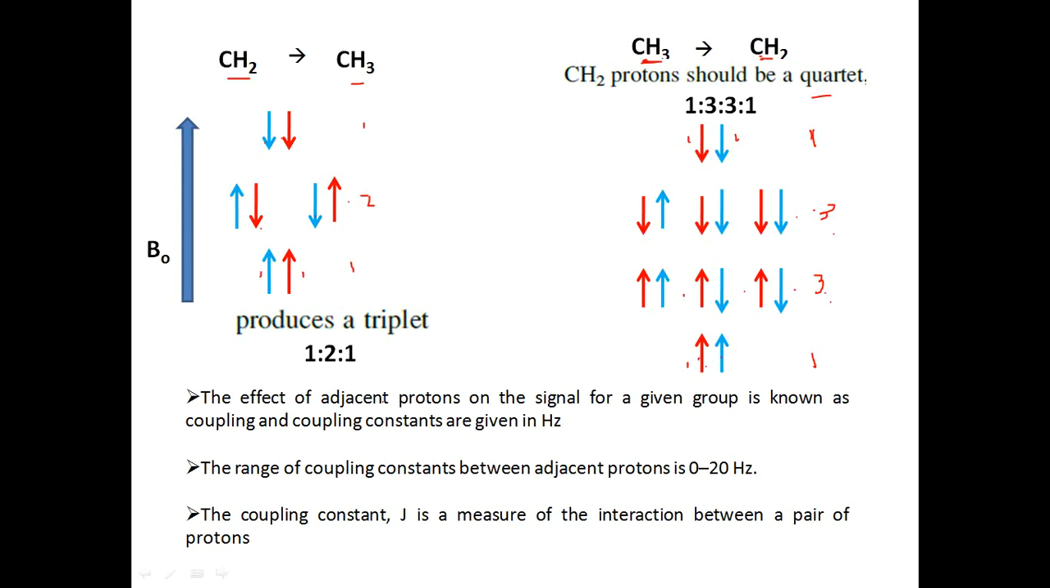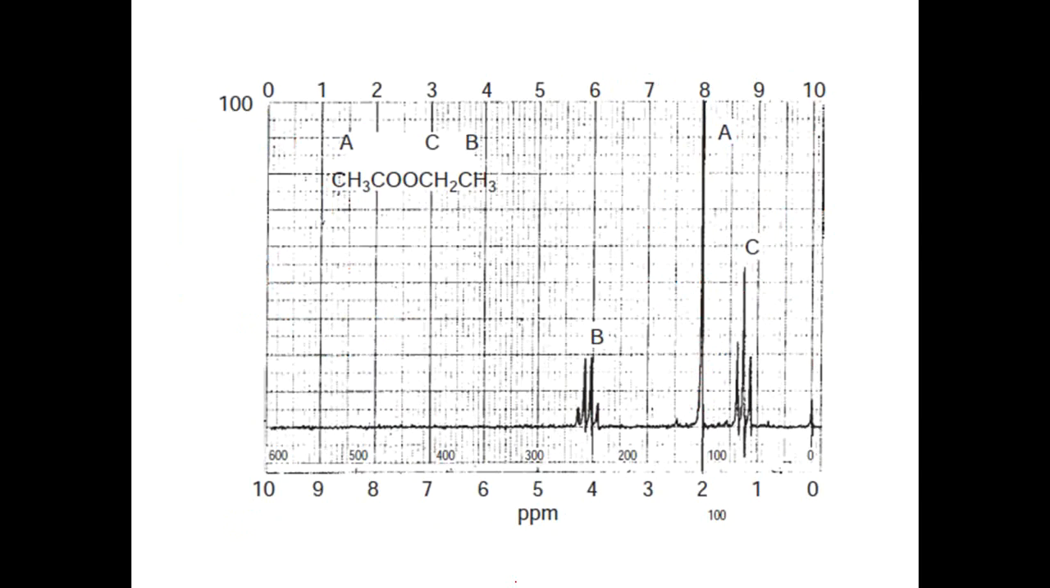The line splitting there is called the coupling constant, and it is given in hertz. The range of the coupling constant for a particular proton is between 0 and 20 hertz, and this coupling constant J is the measure of interaction between a pair of protons. So this is how the actual spectrum of ethyl acetate looks, right?